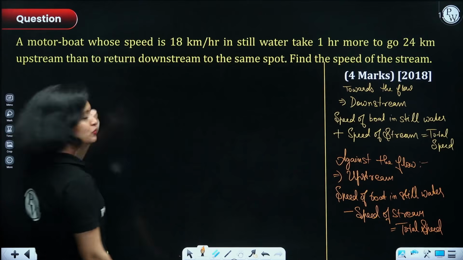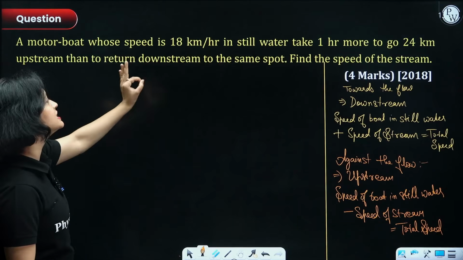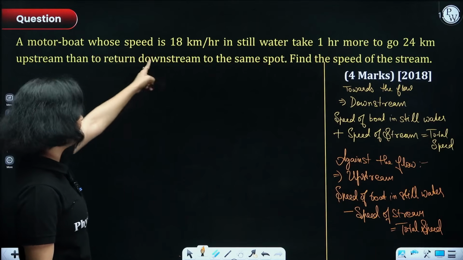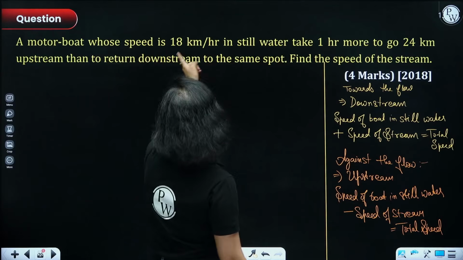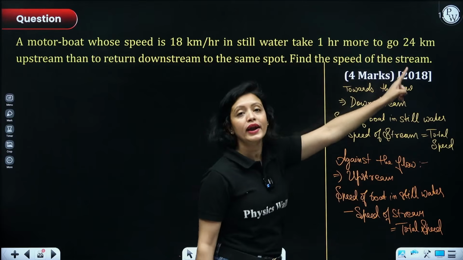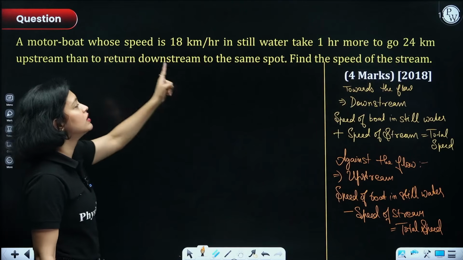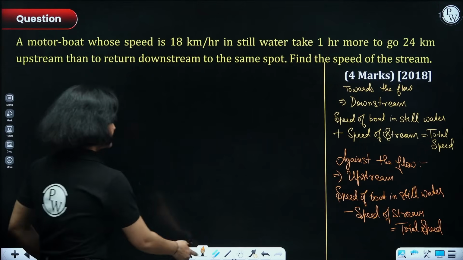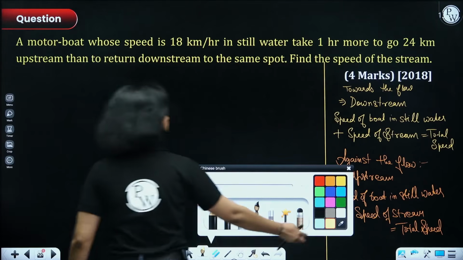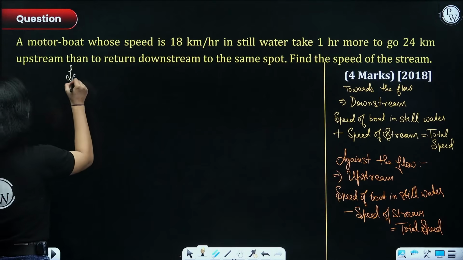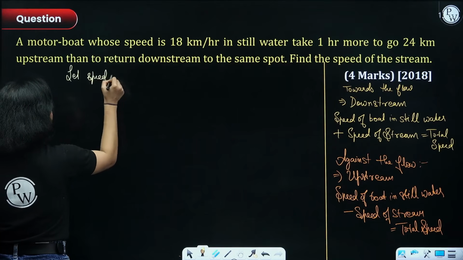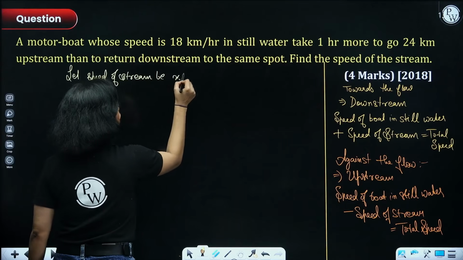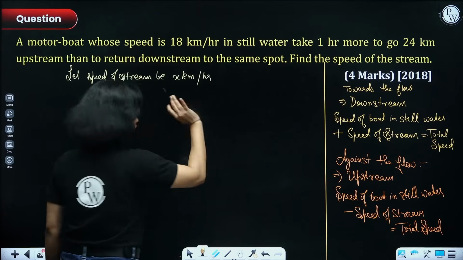Okay, chalo. Now let's come to the problem, everyone. We have a motorboat whose speed is 18 km per hour in still water. So we are given the speed of boat in still water. You can see that 18 km per hour. Now, this motorboat takes 1 hour more to go 24 km upstream than to return downstream to the same spot. Find the speed of stream. So what is the missing term? The missing term is speed of stream. So let's write that down. Let speed of stream be x kilometer per hour. Okay, everyone? Okay, chalo, khatam baat.